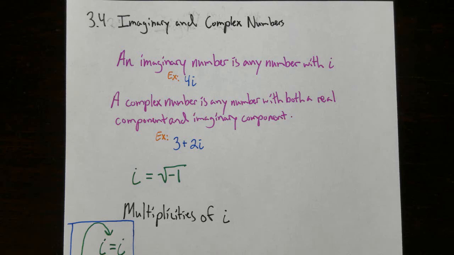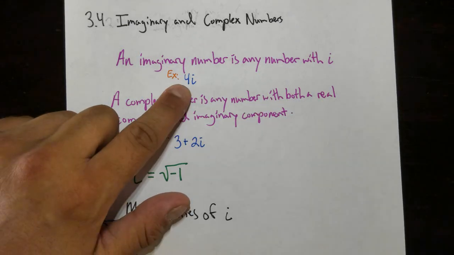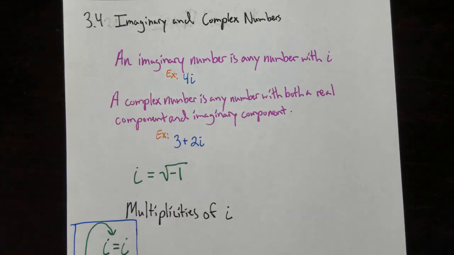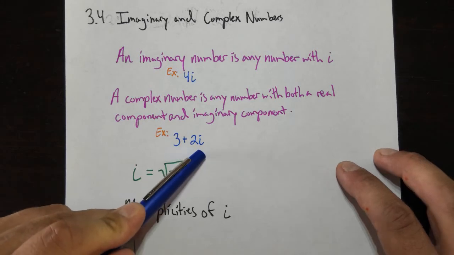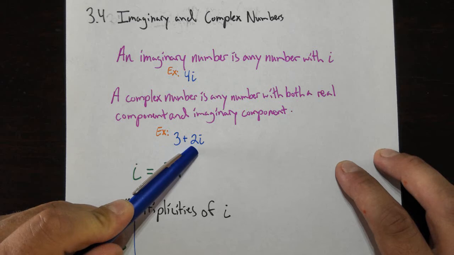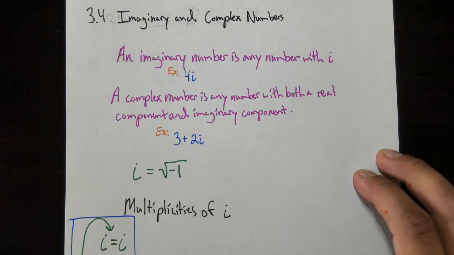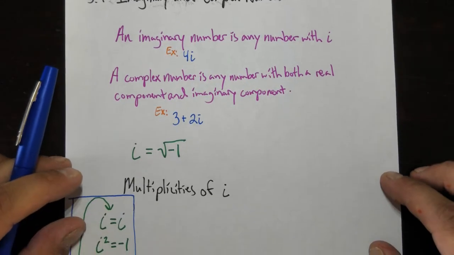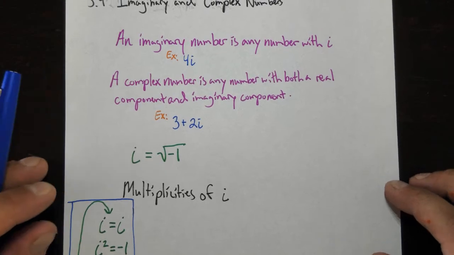So first, let's start off with the definition. An imaginary number is any number with i. So an example would be like 4i. And a complex number is any number with both a real component and an imaginary component. When I say component, I mean terms. So, for instance, this 3 plus 2i is a complex number because 3 is a real number and 2i is an imaginary number.